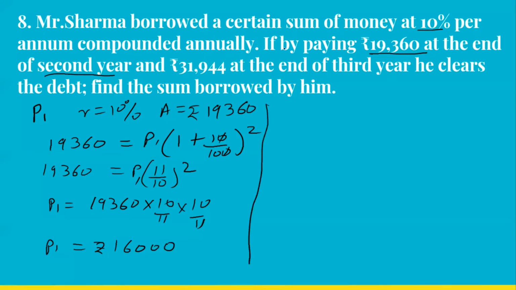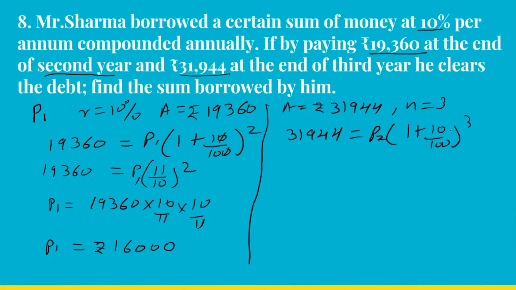Then what happens? It says at the end of third year, he clears the debt by paying 31,944. So now here A is equal to rupees 31,944. Your N is going to be 3 years. And we are going to find the second principal. So we put the value, you get 31,944 is equal to P2 in bracket 1 plus the rate of interest, which is the same again, 10 upon 100 raised to 3. So simplify this. You are going to get again 11 upon 10 here.